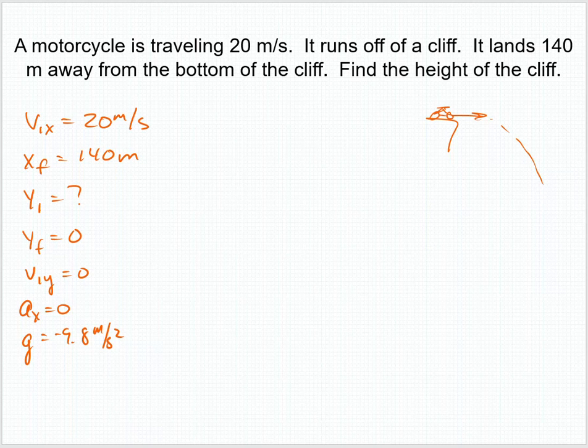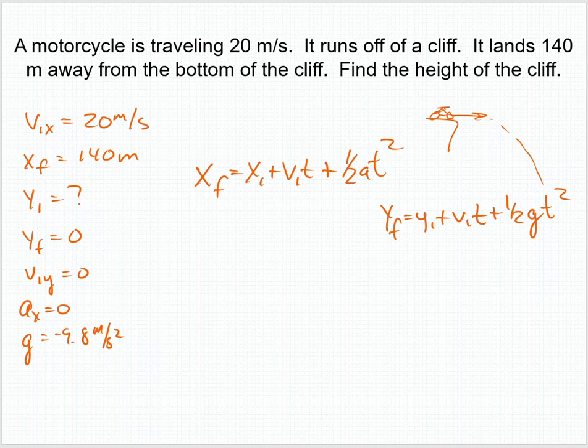So I'm going to write my two equations here. Now from here then I'm going to plug in what I know. XF is 140. XI we said is 0. All right, that's where we're going to start. I didn't write it up here, but I should have. XI is 0. We can say our cliff's right there. The initial velocity in the x direction was 20 meters per second times t, and there was no acceleration in the x direction. So there's my one equation.